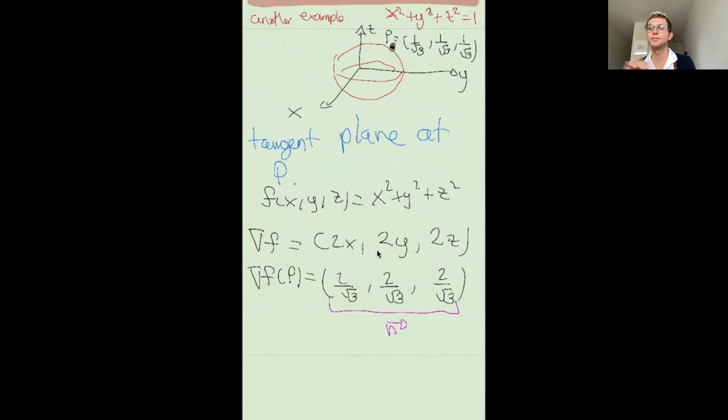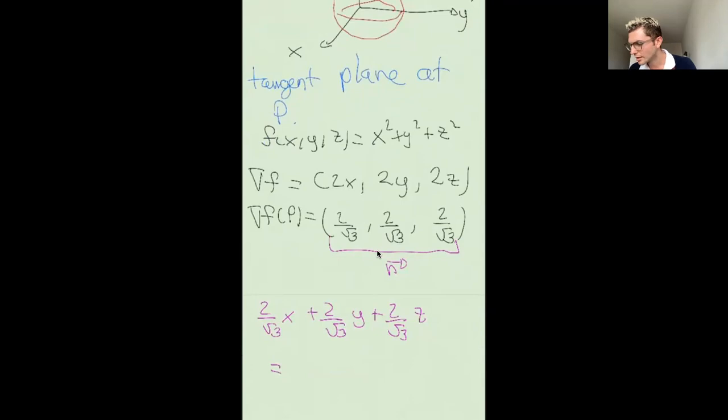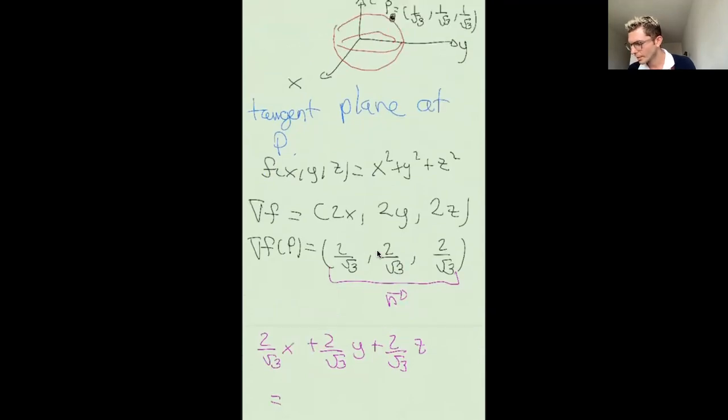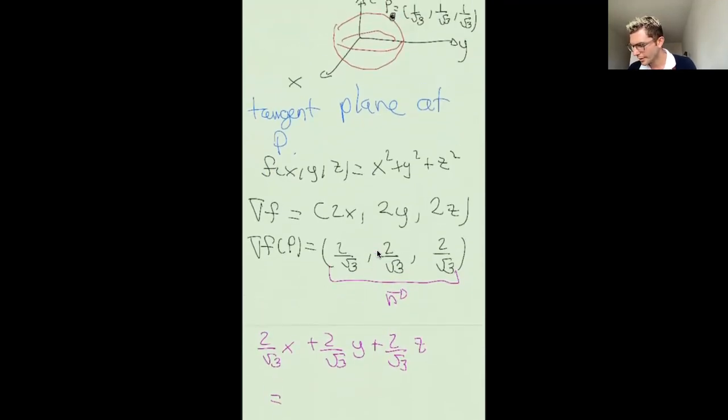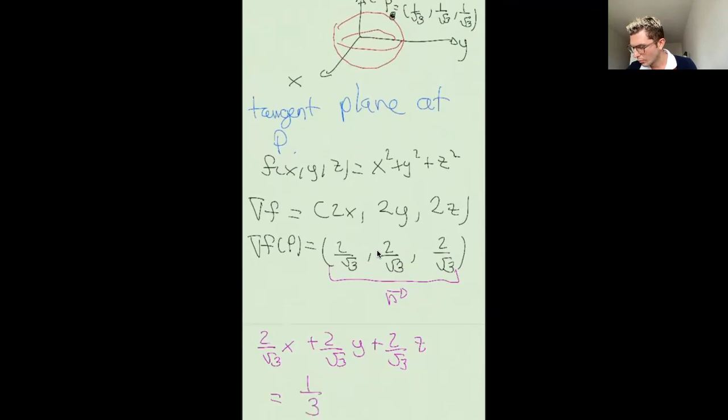And then, once you know the normal vector, the coefficients, you can just write the equation of the plane as before: 2 over root of 3 x plus 2 over root of 3 y plus 2 over root of 3 z equals what? If you do the dot product, it is 2/3 plus 2/3 plus 2/3.